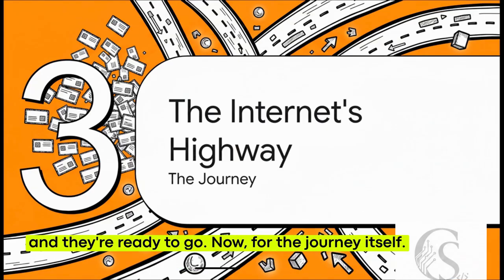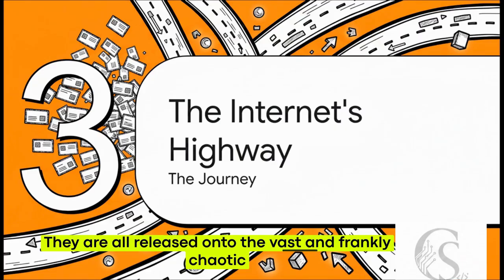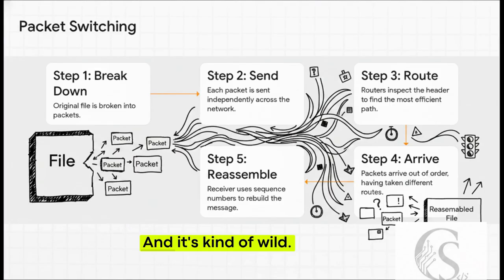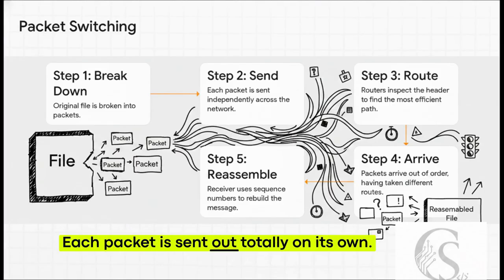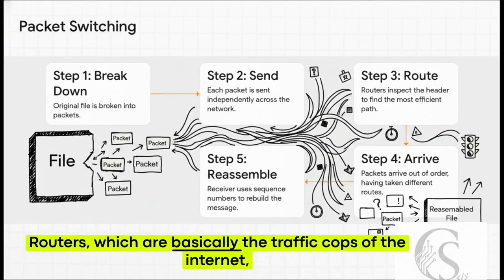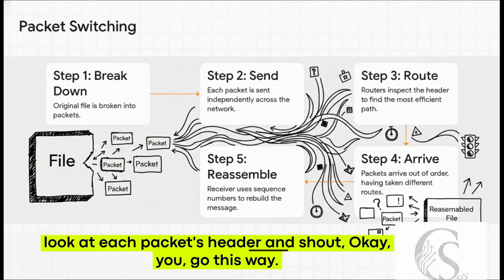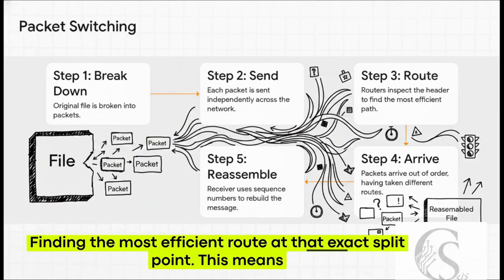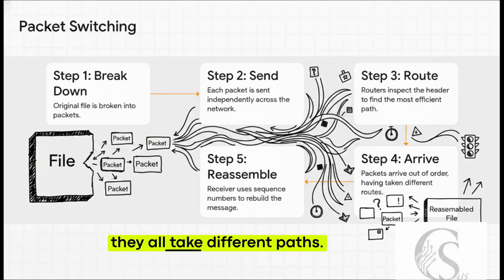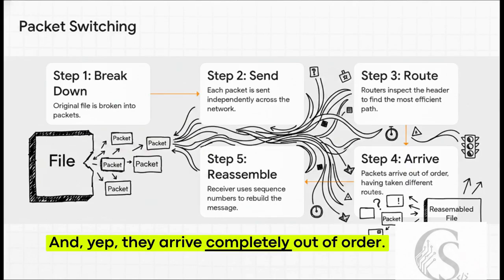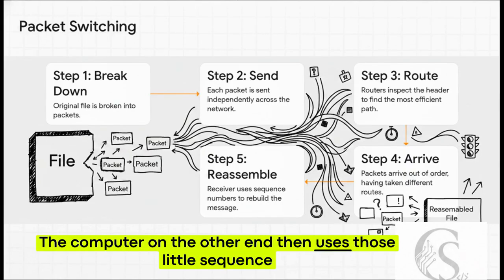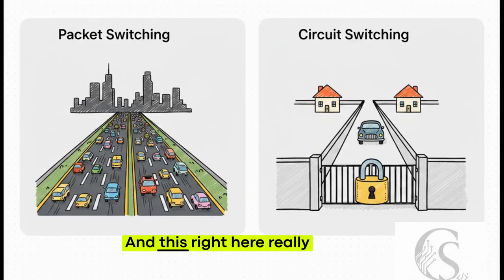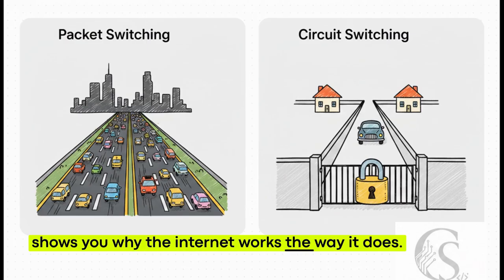Now, for the journey itself. They are all released onto the vast and frankly chaotic highway of the internet. This whole process is called packet switching, and it's kind of wild. Each packet is sent out totally on its own. Routers, which are basically the traffic cops of the internet, look at each packet's header and shout, "Okay, you, go this way, you go that way," finding the most efficient route at that exact split second. This means they all take different paths, and yep, they arrive completely out of order. The computer on the other end then uses those little sequence numbers in the header to piece the whole thing back together correctly.